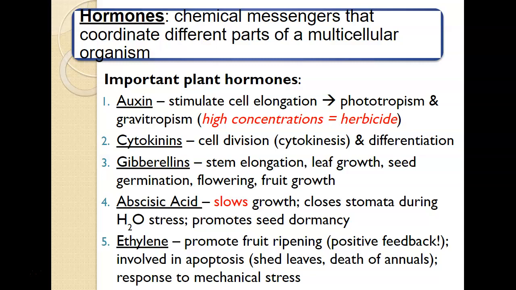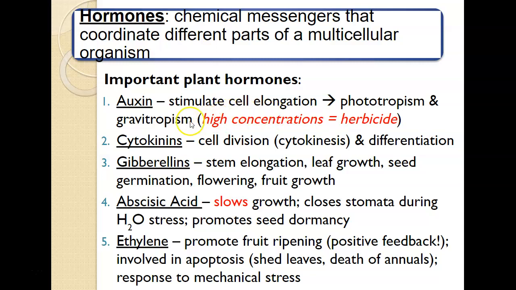Plants have a number of hormones that they use to do different things. Auxin was one that we just talked about, and it stimulates cell elongation. So it causes different tropisms, which we'll talk about in a minute, but it has to do with movement. Phototropism is the movement of a plant towards light. Gravitropism is the movement of a plant due to gravity. And a lot of times, high concentrations of auxin are found in herbicides because they can hurt plants in super high concentrations.